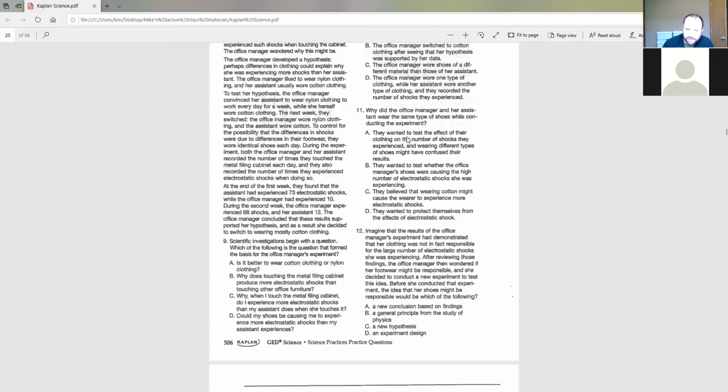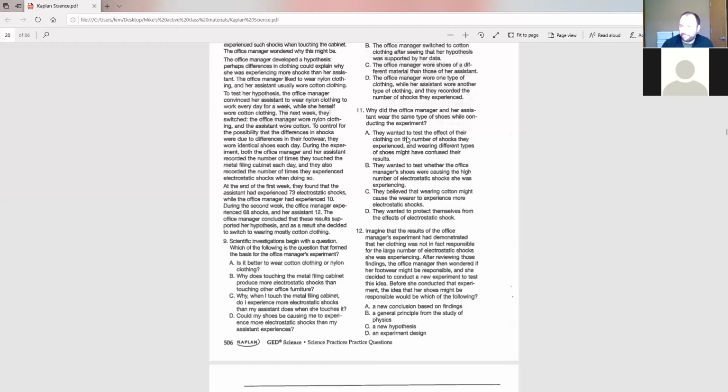A, a new conclusion based on findings. B, a general principle from the study of physics. C, a new hypothesis. D, a new experiment. Okay, so we're just talking about the idea. She runs the experiment in the scenario presented to us in number 12, but actually finds that the clothing doesn't seem to be impacted and that it's maybe something else. So she has a new idea that maybe it's the shoes and not the clothing.